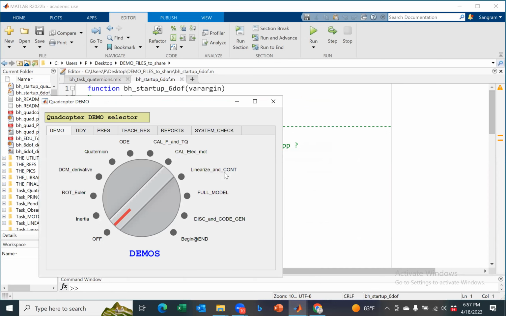So here, you are going to go to the sequence, and I will do this in the next class. I would go to inertia, Euler, derivative, Quaternion, ODE, F and PQ, electrical motor control, linearized, full model, and finally you can do the code generation and deploy that on Mambo. So I would explain this in detail in the next class.